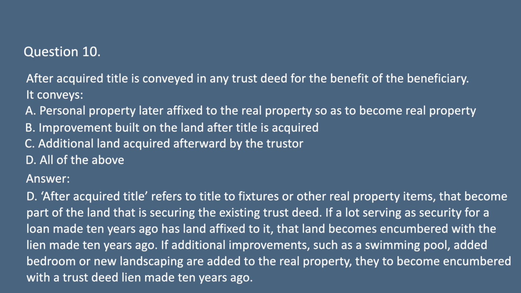If a lot serving as security for a loan made 10 years ago has land affixed to it, that land becomes encumbered with the lien made 10 years ago. If additional improvements, such as a swimming pool, added bedroom or new landscaping are added to the real property, they too become encumbered with a trust deed lien made 10 years ago.